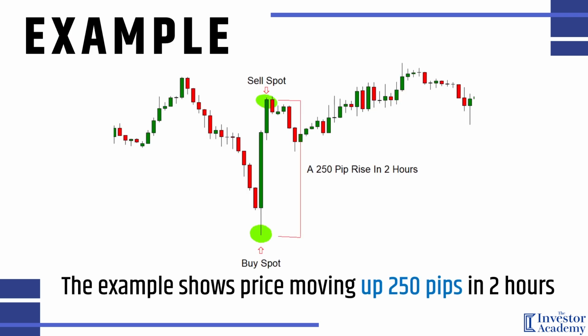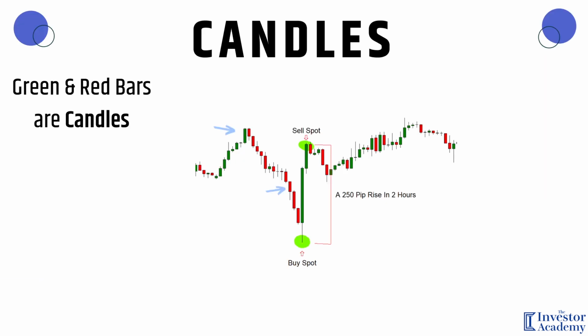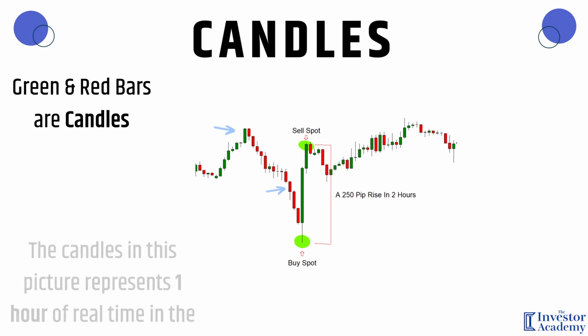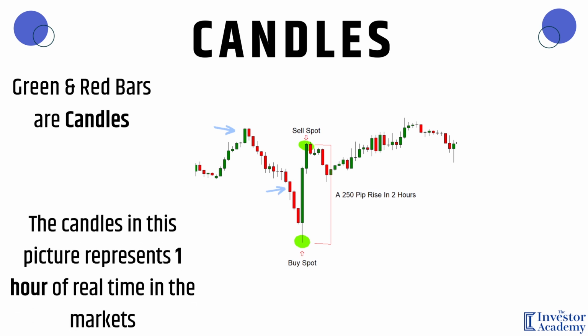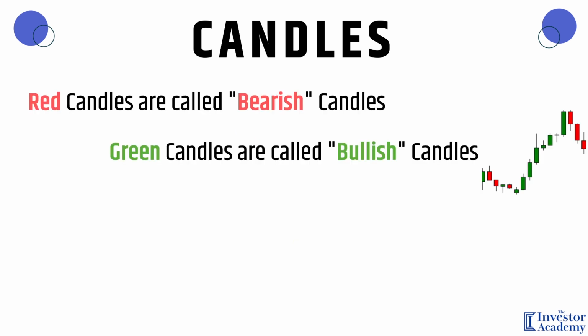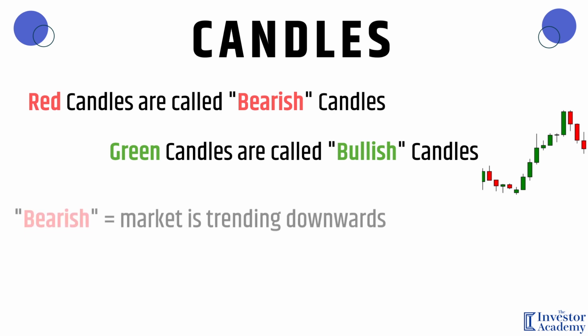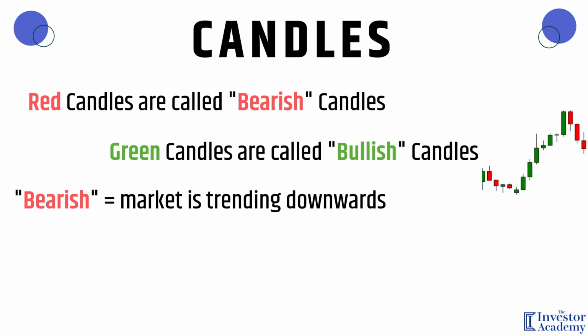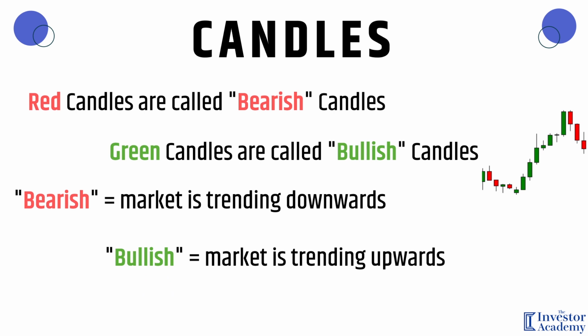Here's an example of a chart where price moved up 250 pips in 2 hours. If you look at the chart, you will see the buy spot and the sell spot marked in green. So those green and red bars that you see are called candles. Each candle, whether it's red or green, represents 1 hour of real time. The red candle represents price moving down and the green candle represents price moving up. The red candles are called bearish candles and the green candles are called bullish candles. So in the same way, when you hear the market is bearish, that means the market is trending downwards. When you hear the market is bullish, that means the market is trending upwards.